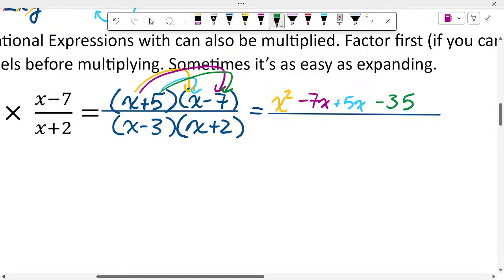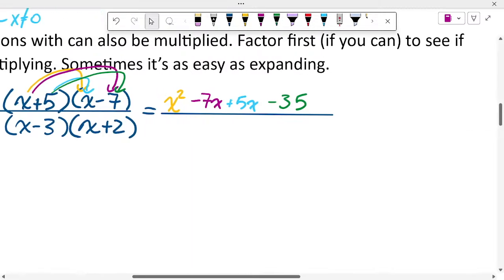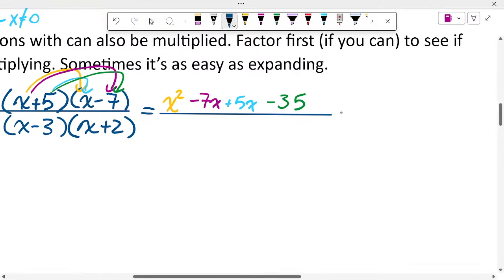There's nothing wrong with that, but we should know binomial expansion by now. Because, of course, what do we have to do now? We need another line, and in that line, what are we going to do? Collect like terms. And what will the like terms be? X squared, and then these are like terms, so what do we get? Negative 2x, and then negative 35. That's totally fine, and there's nothing wrong with that.